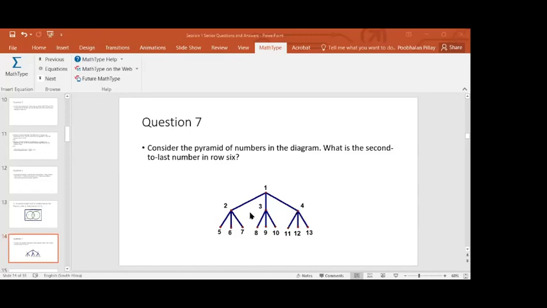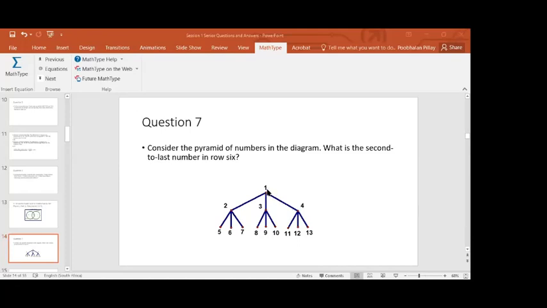So how are these numbers created? You see, in the first row, there is one number. In the second row, there are 3 numbers. And the last number in the second row is 1 plus 3.